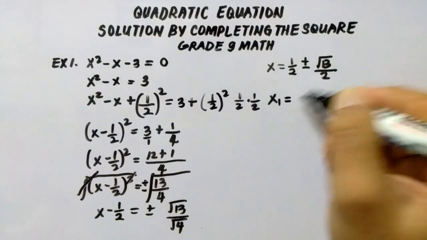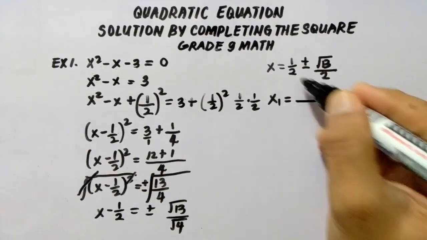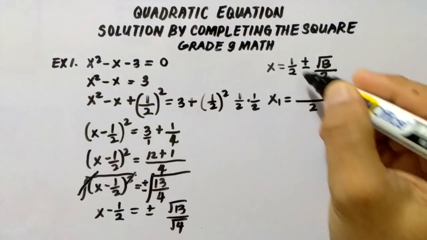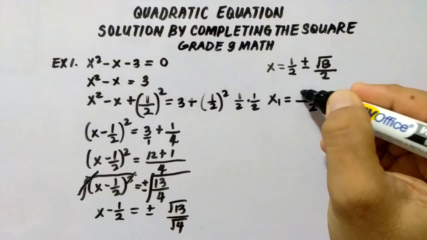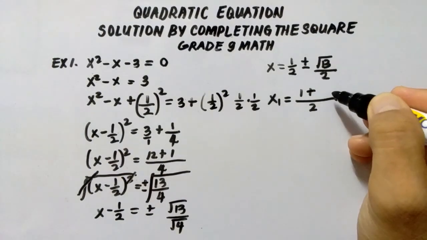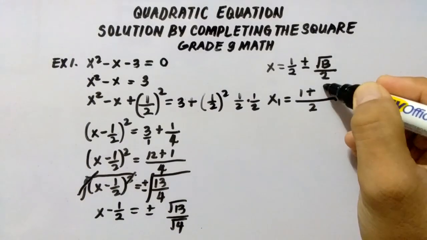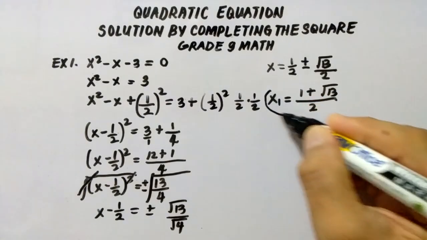X of 1 is equal to, unahin po natin, gamitin po natin yung positive. Okay, so kunin po natin ang least common denominator nito, 2. Then 2 divided by 2 is 1 times 1. So we have 1. Then copy, no? Positive sign, uunahin natin. Then 2 divided by 2 is 1 times square root of 13. So we have square root of 13. Okay, so ito po yung x of 1 natin.